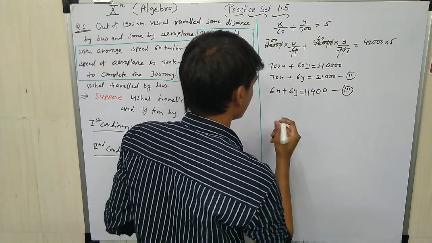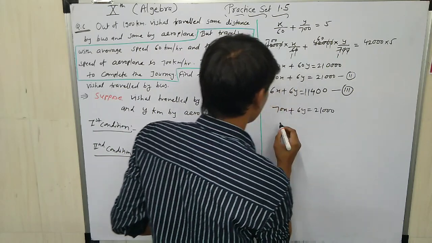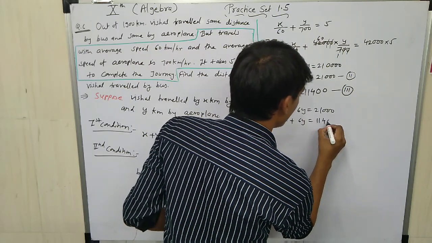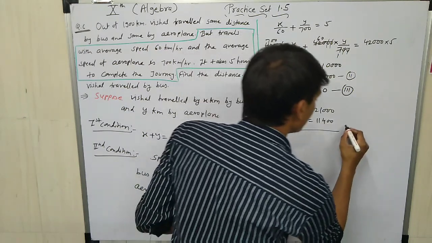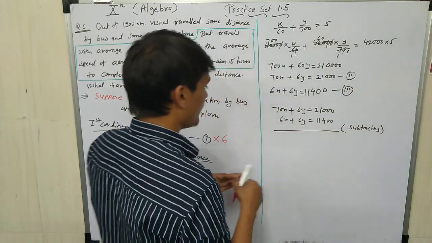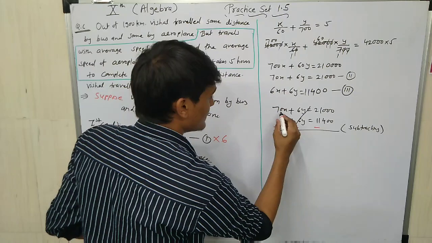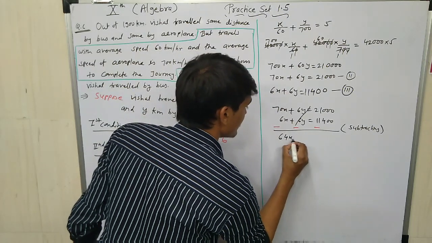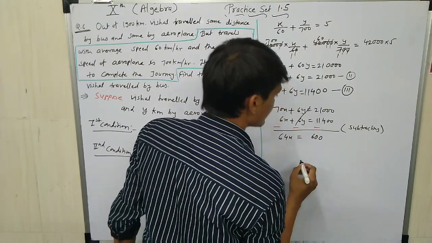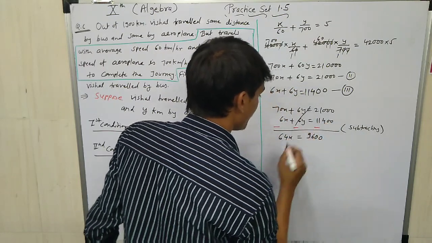First write down here 70x plus 6y is equal to 21,000. 6x plus 6y is equal to 11,400. Subtracting, what we gave values, then minus. This is cancelled. 70 minus 6 is 64x is equal to 9600. 10 minus 1 is 9.